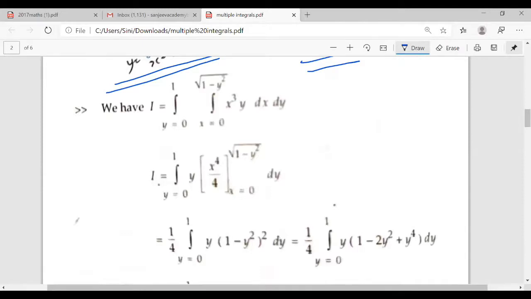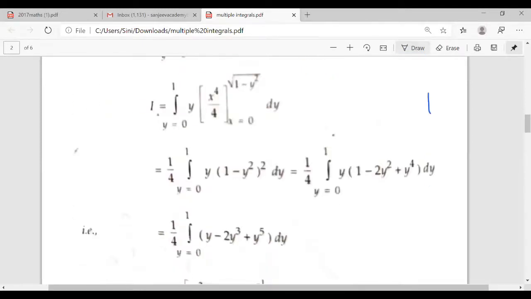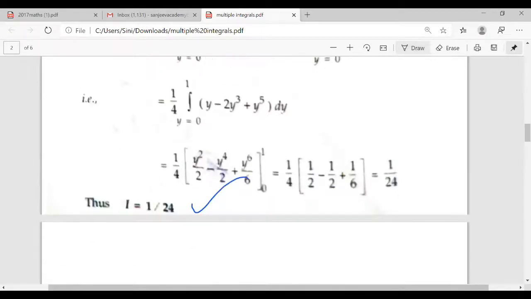Same procedure we have to follow and we'll get the answer respectively for the same. Simple integration techniques we have to do. That's all.